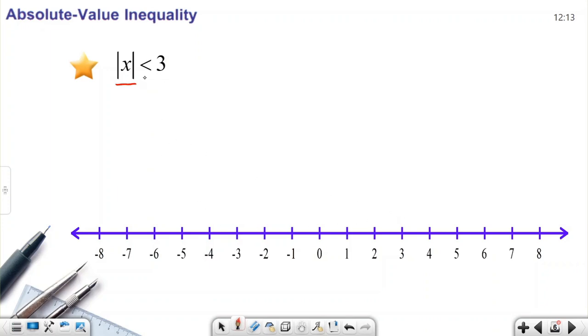So 3 is not included. As you see, there is no equal sign, so 3 cannot be my answer. So 3 and negative 3. Why? The absolute value of negative 3 is 3. So when I choose a number, the distance between 0 and my number must be less than that distance. It must be smaller than that one.